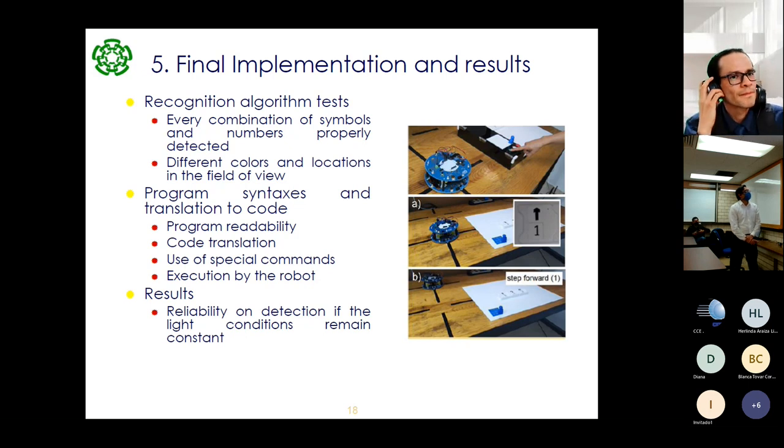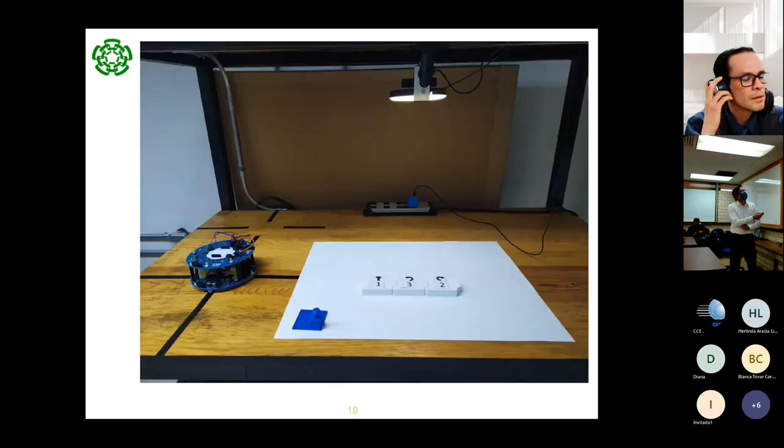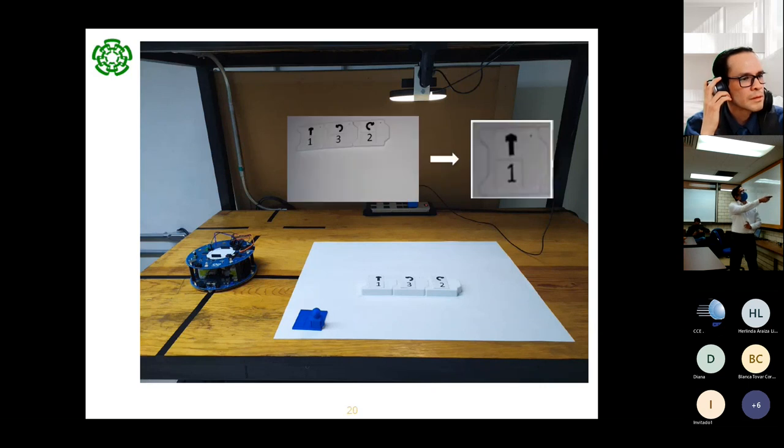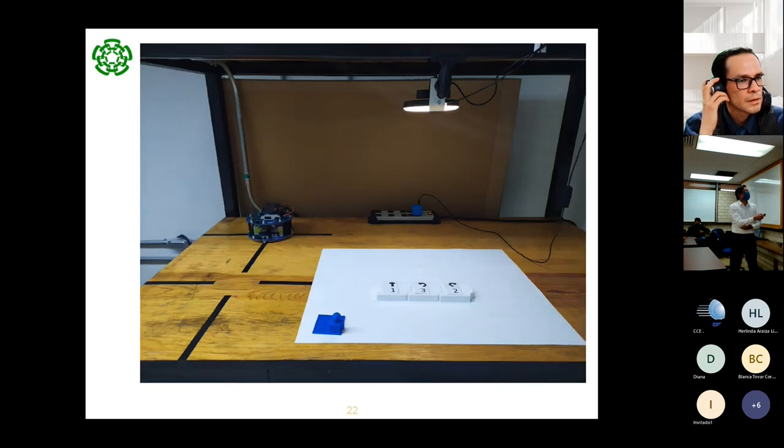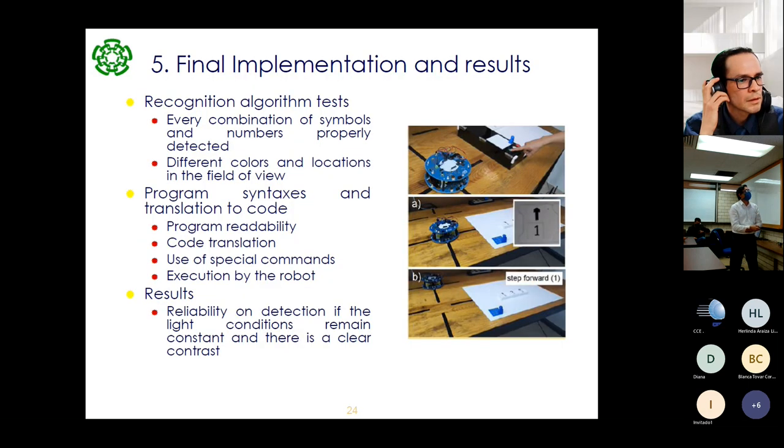Okay. The second test is the test of the programming system and translation to code. Finally, the complete process, which is the robot activation, detection, sees the image, extracts the relevant information, and the robot moves in a wait and move and wait approach.